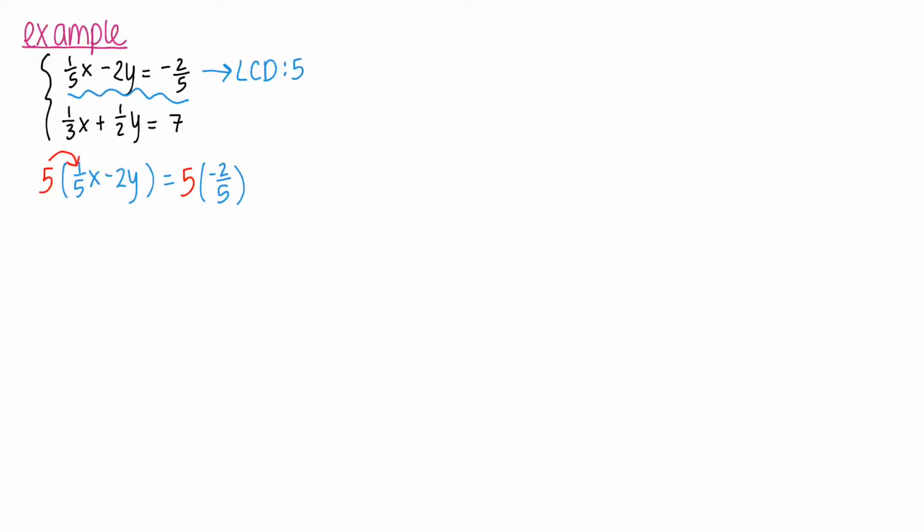Distributing the 5. The 5s are going to cancel on the first guy, so you'll just be left with a 1x, which I will write as x. 5 times -2 is -10. And then on the right-hand side, those 5s cancel, and you get -2. So this is the same as x minus 10y equal to -2.